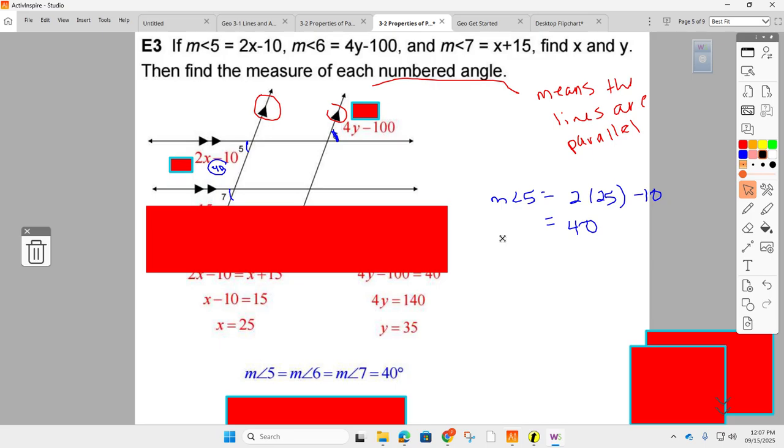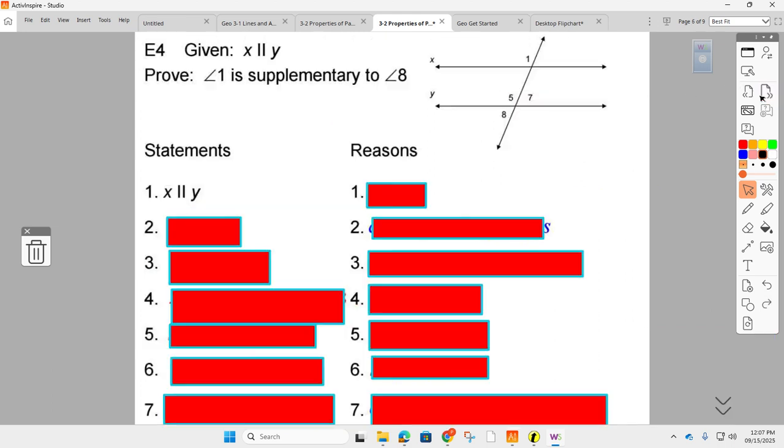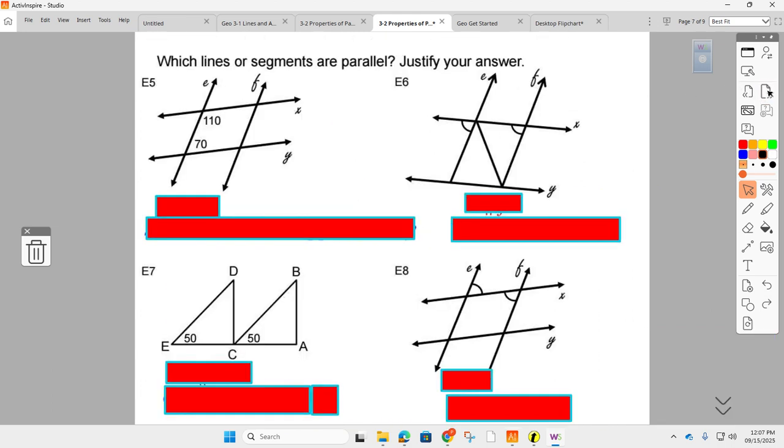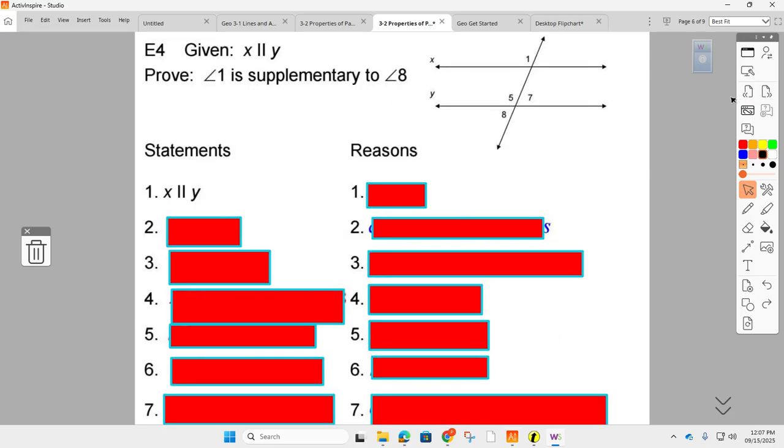Okay. So now we have proof. I've not graded very many of your tests, but proofs were not great. Proofs were not great of the ones I've graded so far.